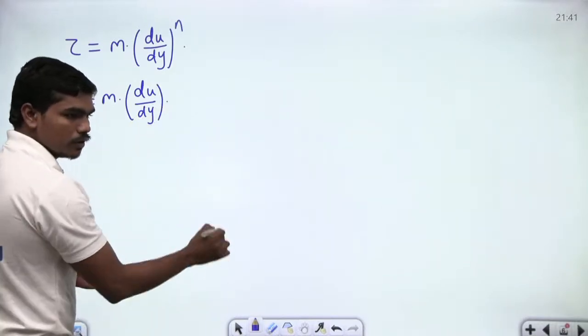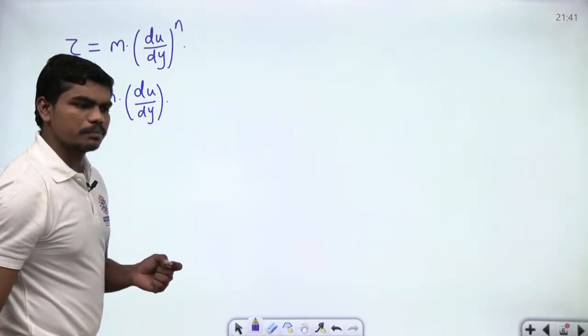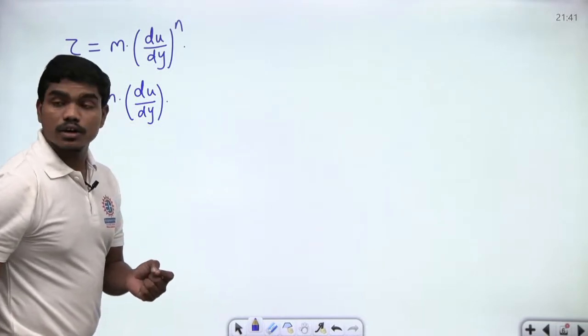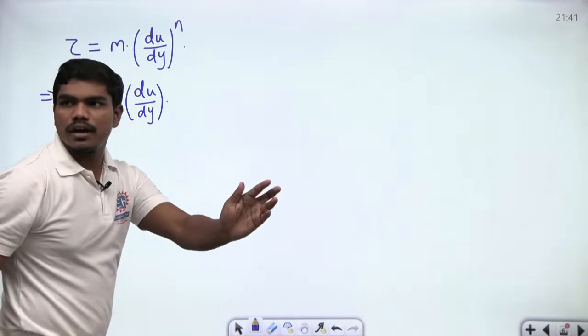Your screen is a little blur, not visible properly. Is that the case for all of you? I think you can change the resolution. That will help you out.